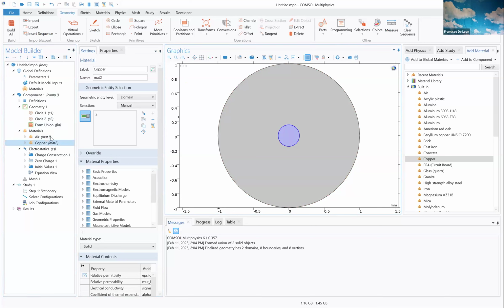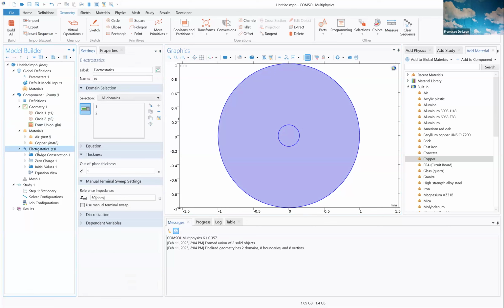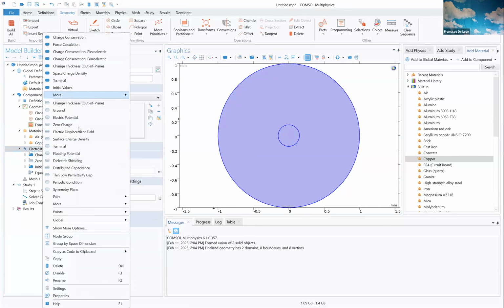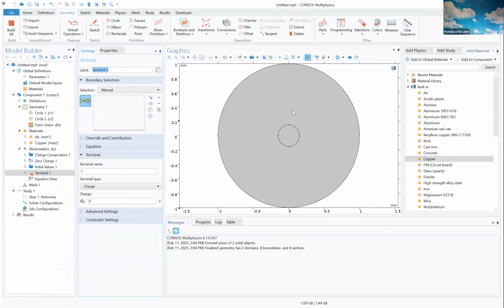After that, we need to select the boundary conditions. For that, we have to click the electrostatics here. In this electrostatics study, you can see the number of options. Here we just have to right click it, and there is an option of a terminal. For the terminal, you have to select this terminal. So we have now selected the boundary conditions for our conductor.